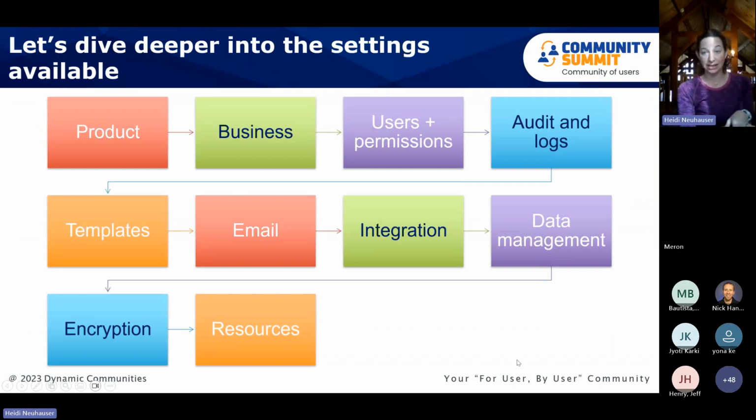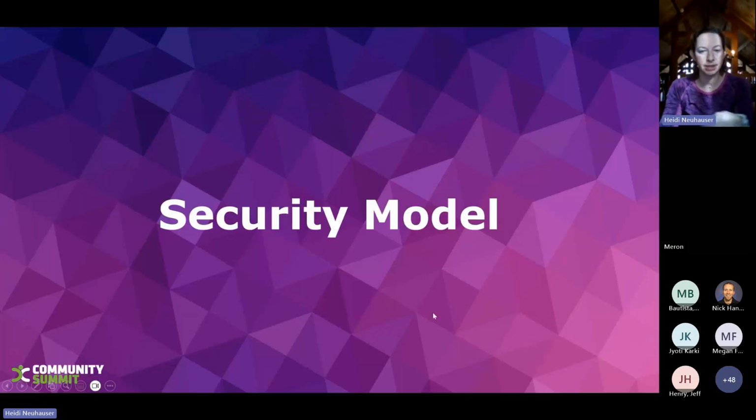So these are the different areas, and I'll show you some of that again. Product, business, your users and permissions. Those are things like security roles, audits and logs, templates, email settings. So if you're setting up your email server and you're configuring your mailboxes to turn on things that you'll need to do for the Dynamics app for Outlook, you do it there. Integration, we'll talk a little bit about some of the things there when we get to our Teams integration and the Dynamics app for Outlook and even Sales Copilot, data management, encryption, and resources.